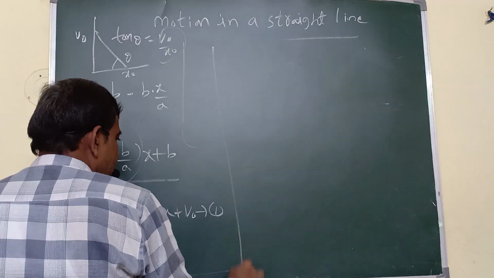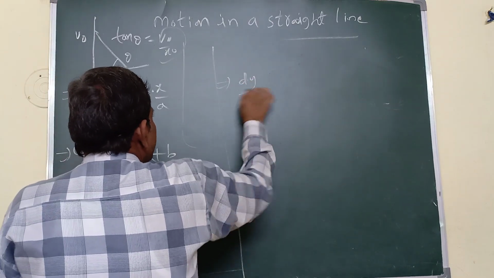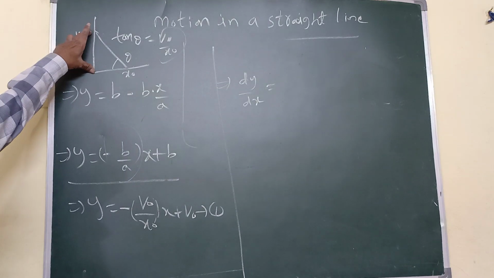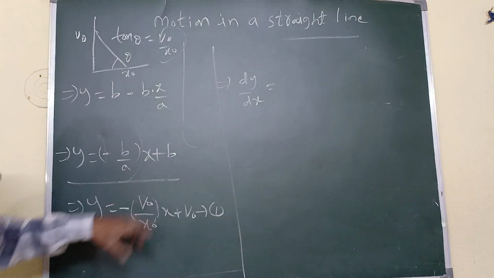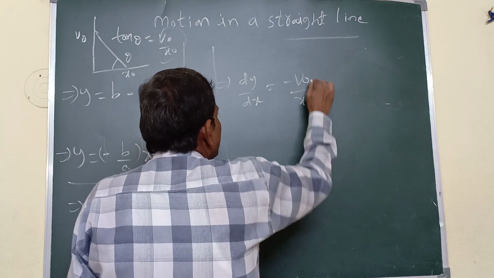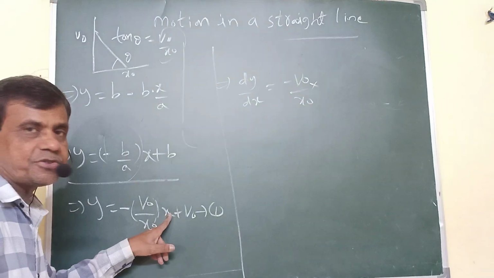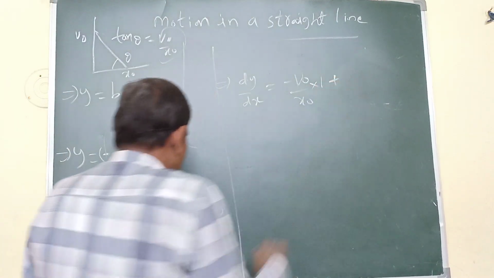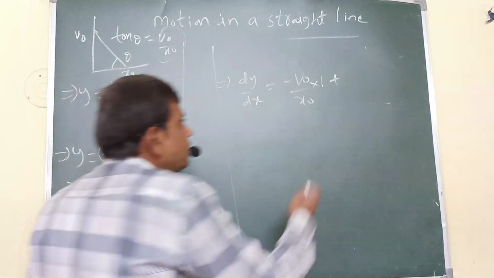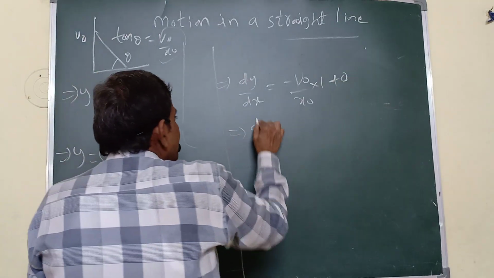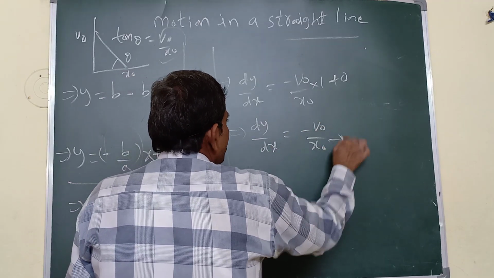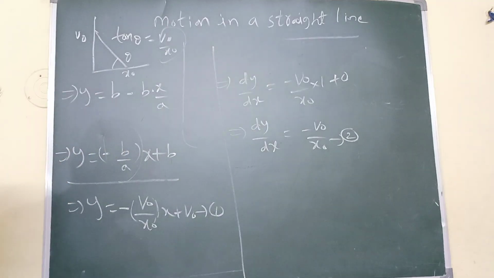Okay. Now dy by dx. I am taking differentiation on both sides. Then what happens? V naught is a fixed value, x naught is a fixed value. So this is a constant term: minus V naught by x naught into the differentiation of x with respect to x, which is 1. Again, here what is V naught? A fixed value, a constant. Differentiation of a constant gives 0. So we write dy by dx equals minus V naught by x naught. This is my second equation.